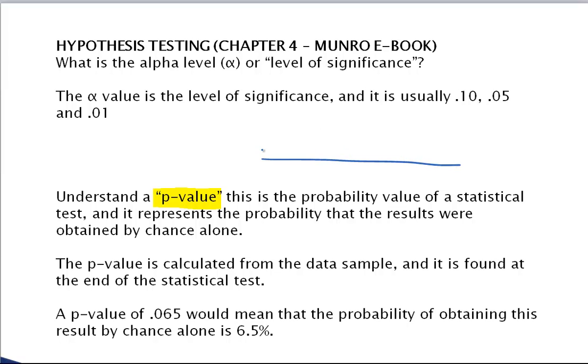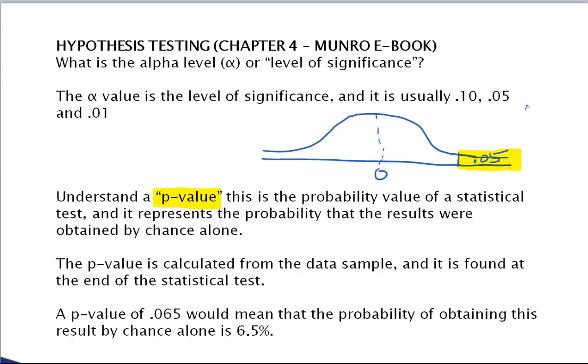So let's say we have a one-sided test. And here's our mean, normal distribution and everything. And then let's say we have 0.05 as our rejection region. So the area under the curve we'll call 0.05. And let's say that we get a p-value of 0.065.